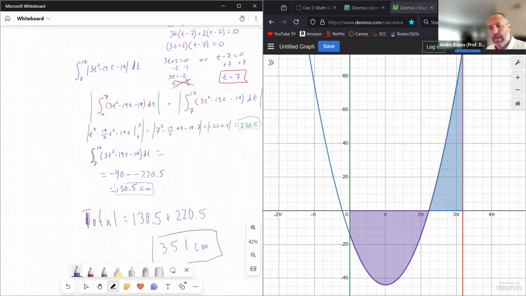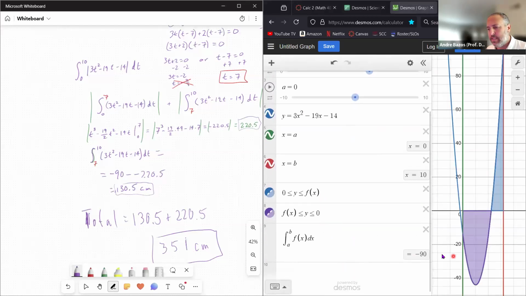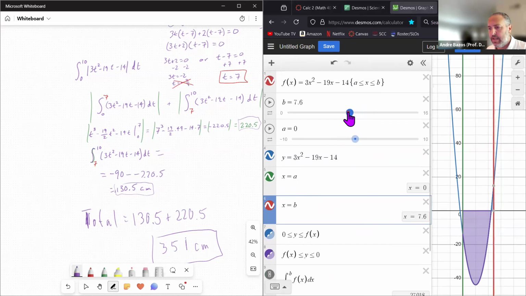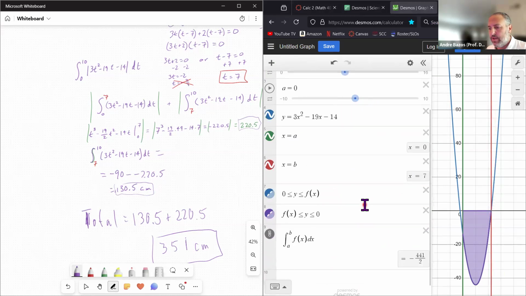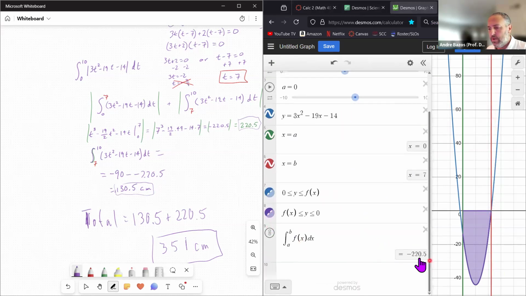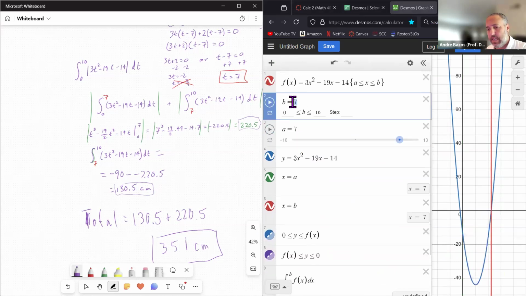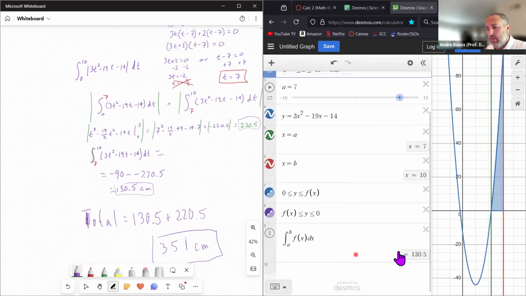There we go. All right, so you can check it by looking at this stuff. You got the negative 90. If I changed B to 7, I would hopefully get that 220.5. It's negative. So if I change this one to 7 and then this to 10, I should get that 130.5 region, that blue region. That helps me say, okay, now I can add them up, that 130.5 and the 220.5, to get the total distance traveled. All right, cool.